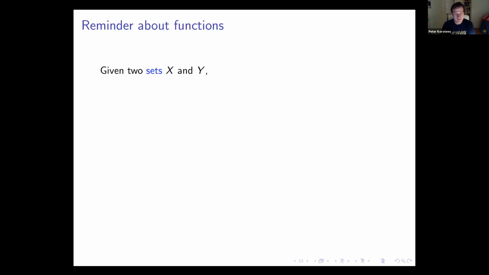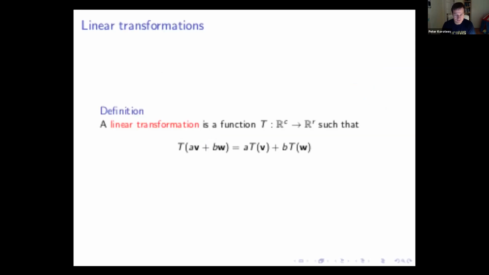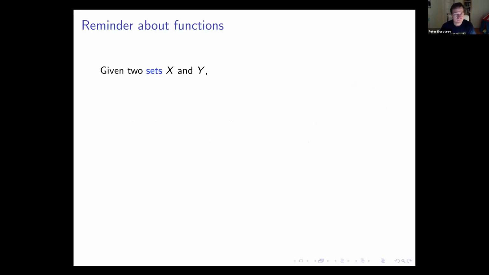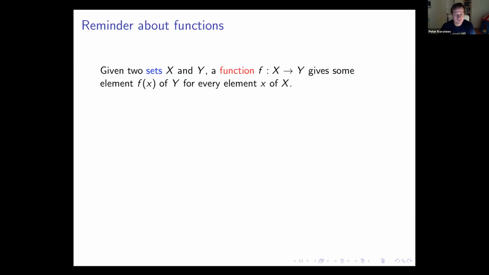So this is the definition. We'll get to some examples momentarily. If you have two sets X and Y, we have a function that gives some element f of x in Y for every element of X. This works for every function. It doesn't have to be linear.